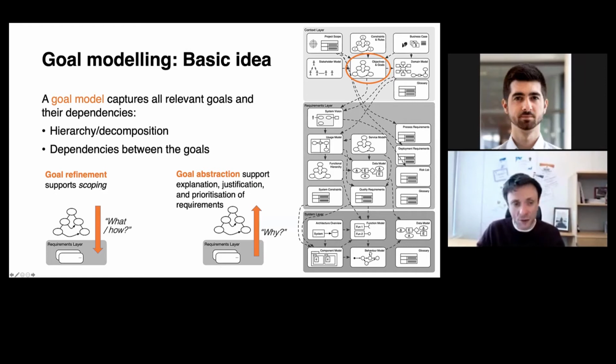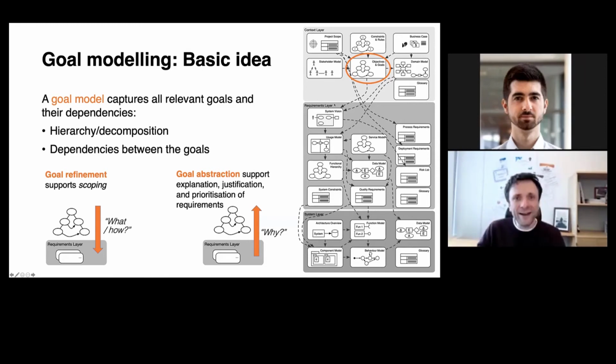Now, the other way around is also possible. This is what we mean by goal abstraction. Goal abstraction supports the explanation, justification, prioritization of requirements. What I mean by that? Very often you will have requirements that are measurable, testable, but they are not really explained or justified. They don't have a rationale. And this is what we can achieve by the why questions. If you get a requirement in a workshop, for example, ask these why questions to express why is this requirement important for you, to understand how important the requirement is, and to link our requirements back with the goals and give them a proper rationale.